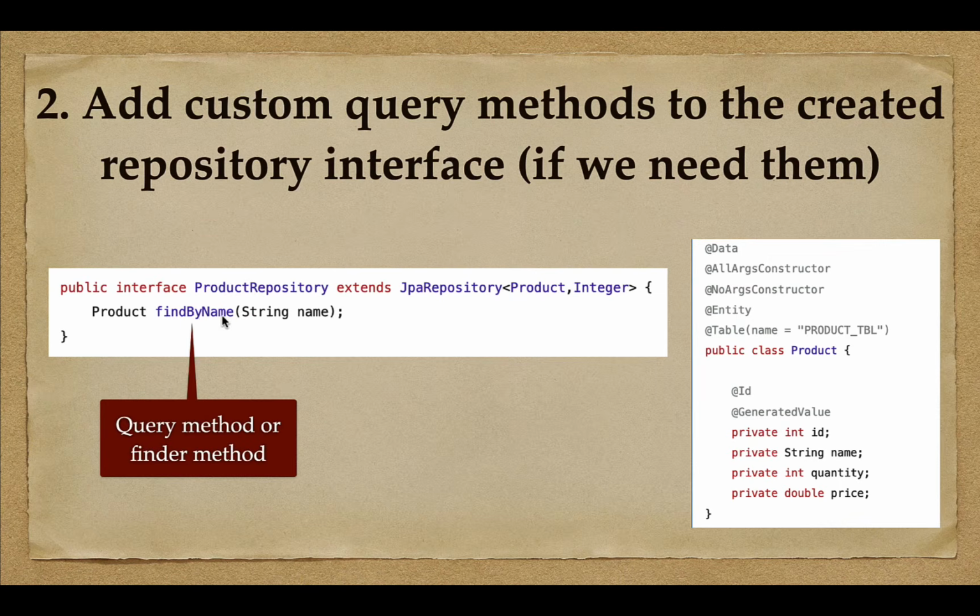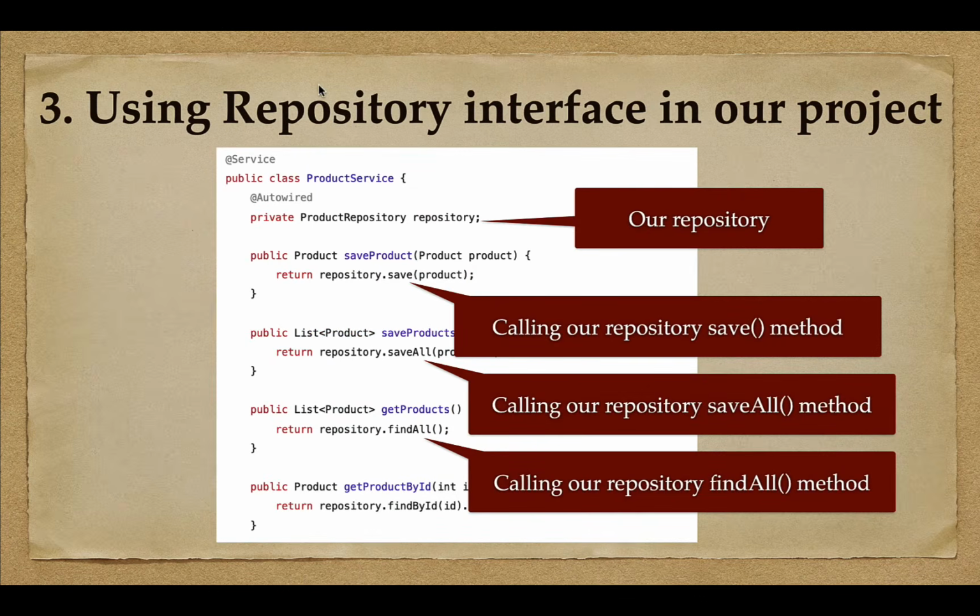For example, findByName is a query method or finder method. We'll learn more about query methods and finder methods in the upcoming lectures. So this is basically an optional step. If you want, you can create a query method or finder method as per your requirement. Next, how do we use this created repository interface in our project?